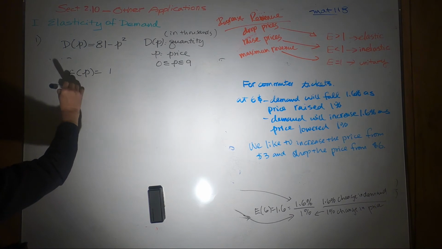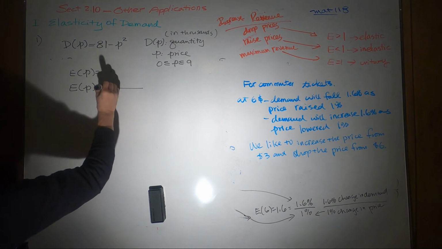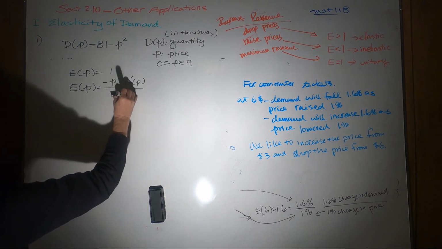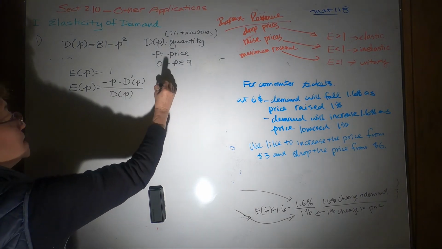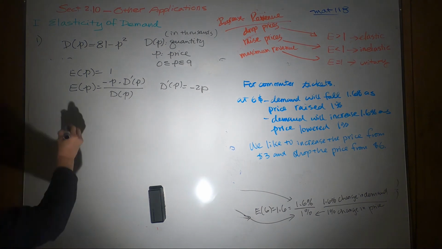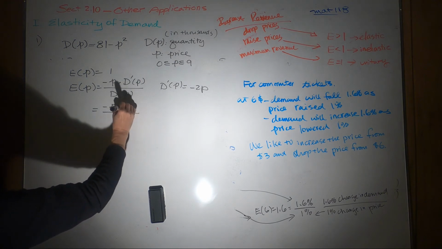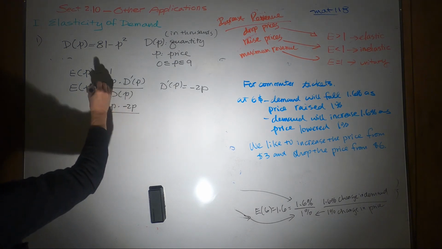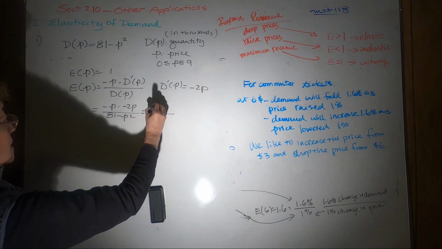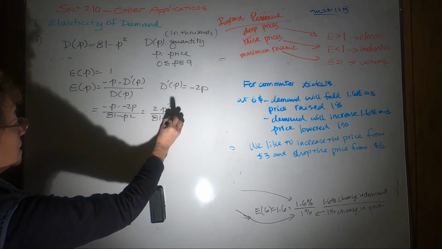Okay, so we know E of P. E of P is what? The equation is negative P times d prime P over d of P, right? Then we have d prime P was what? Negative 2P, right? So if I do that, I plug in negative P times negative 2P, and d of P is 81 minus P squared. So what do I have? I have 2P squared over 81 minus P squared, okay?